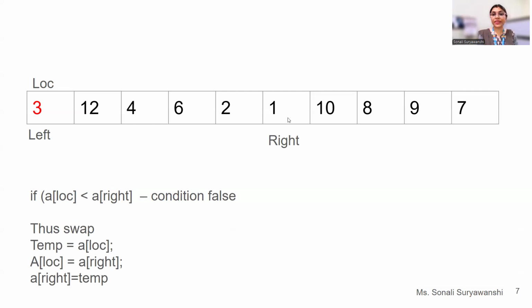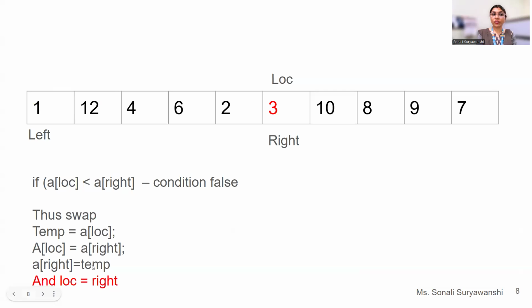Here 1 is lesser. And in this case, we are supposed to swap these two values. That means 3 will come here and 1 will come here. And when we are swapping, with whichever pointer you have swapped, your LOC will become that. So once you swap your 3 with 1, your 3 has come over here. Your LOC is now right. That means your LOC has come here. So you have to update your LOC position. That means now my pivot element has come here. From here, it has come over here.